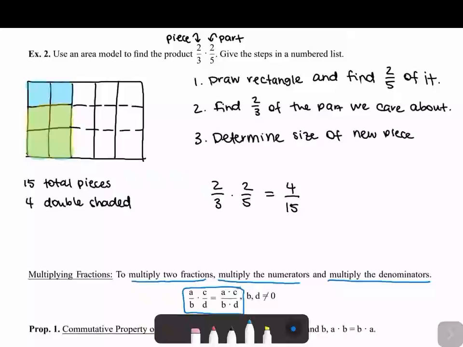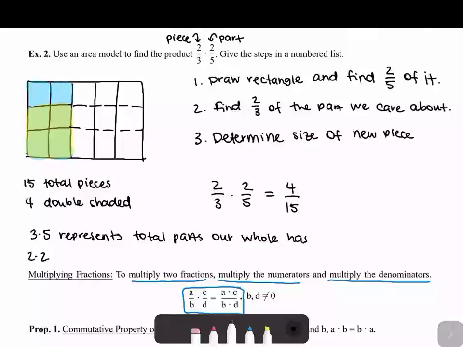And so how does this algorithm relate to our answer? So we can see that 3 times 5. Whenever we multiply the denominators, that represents the total pieces, or the total parts our whole has. So once we extend those lines across horizontally, 3 times 5 represents how many total parts our whole has once we extend that. And the 2 times 2, the numerator, represents the double shaded area.